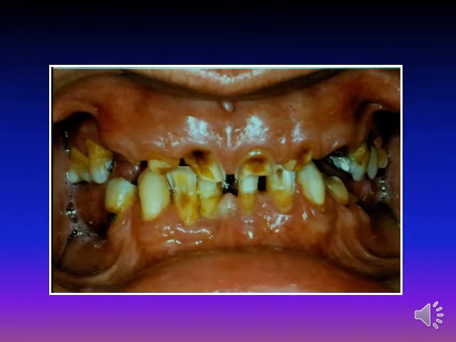This is a case with attrition teeth. We can extract the hopeless teeth and make preparation for the teeth which will be used as abutments for the overdenture.